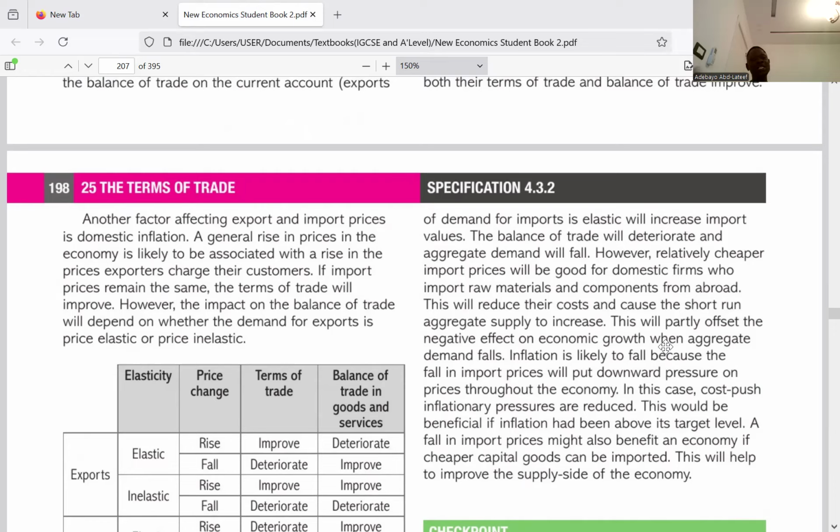Then let's look at it this way. If output increases in such an economy because they are able to import capital goods, raw materials, and components at a cheaper price, it means they can produce more. Producing more would allow them to do more exportation. And doing more exportation will start improving the balance of trade. Do you get it? Yeah. But this is only if it is the consumption of capital goods, not consumer goods.